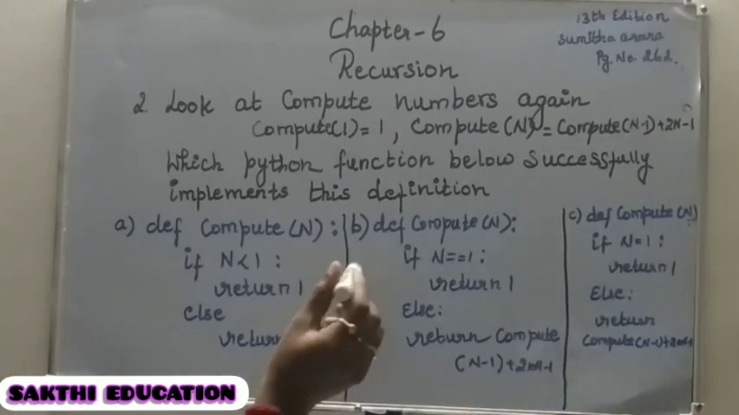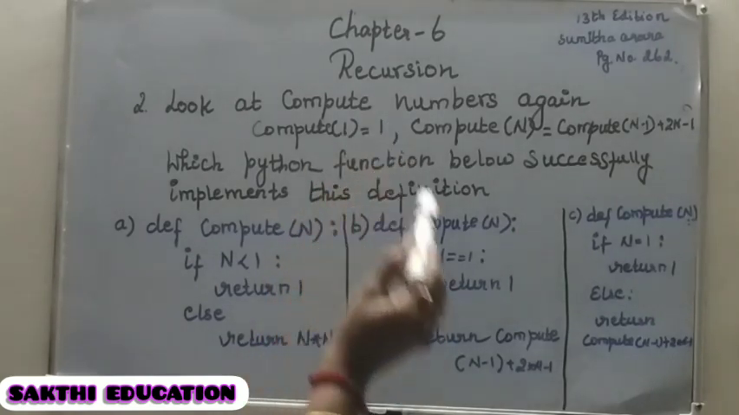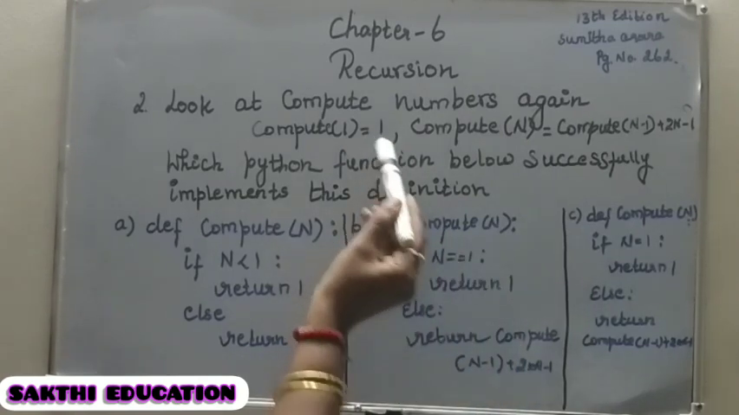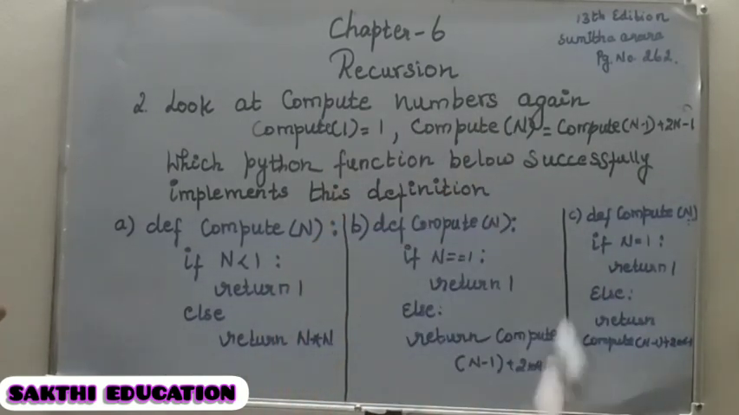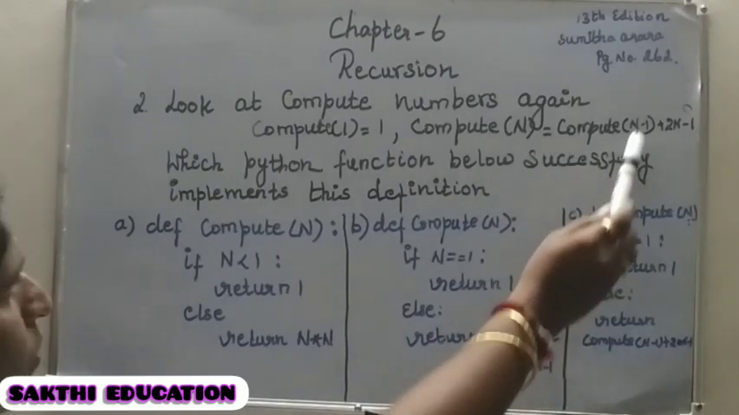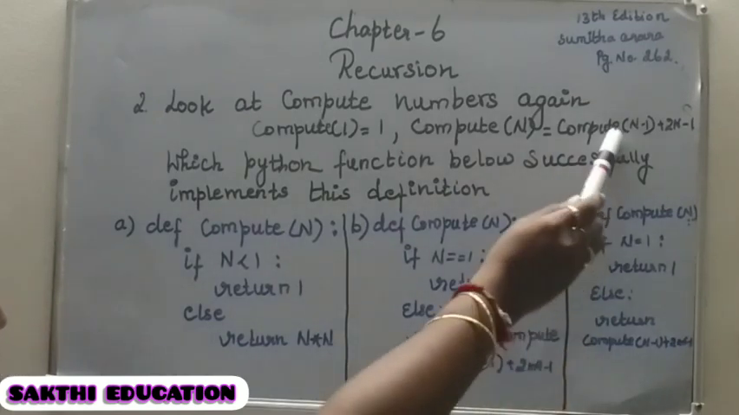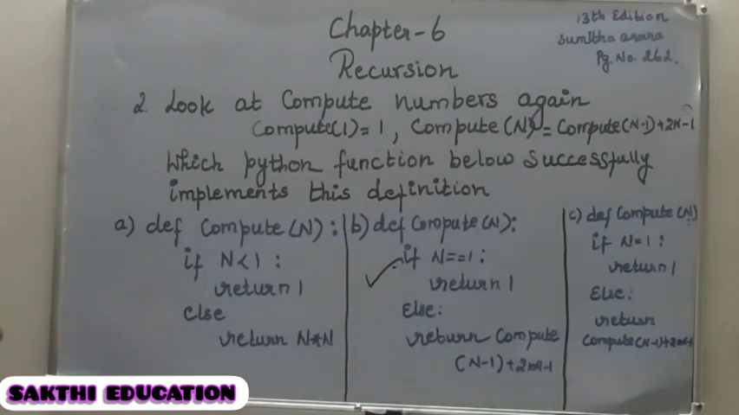So here this B option matches compute of 1 equal to 1, that is n == 1. If it is true, then it returns 1. This condition is true. Otherwise, you have to call the function definition. See, return compute of n minus 1 plus 2n minus 1, where 2n is represented as 2 into n minus 1. So option B is the correct answer. In D option also they used an assignment operator, so avoid that one. Your correct option is B.